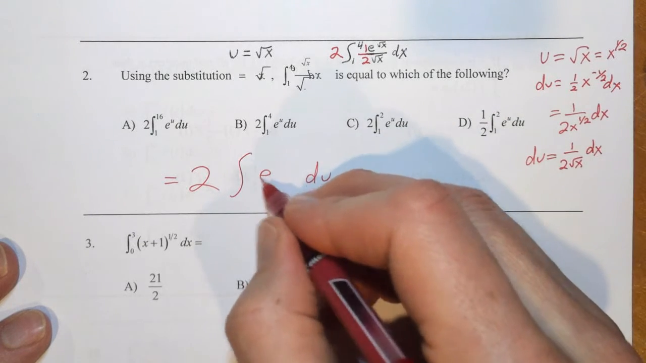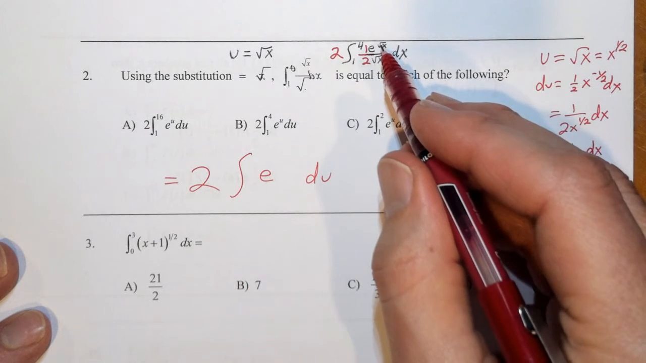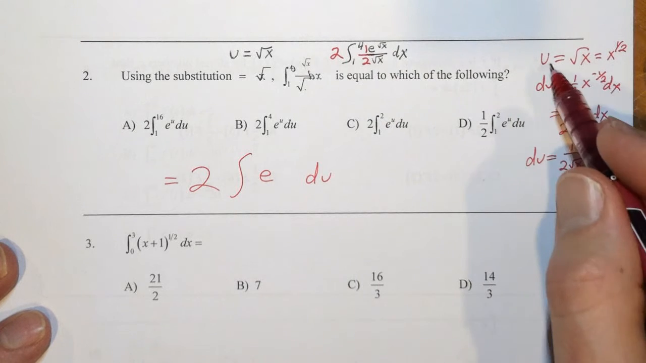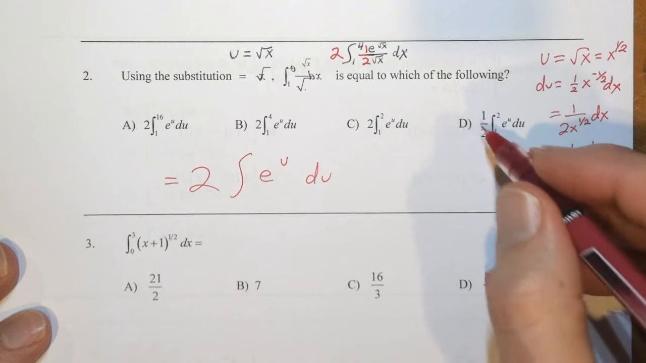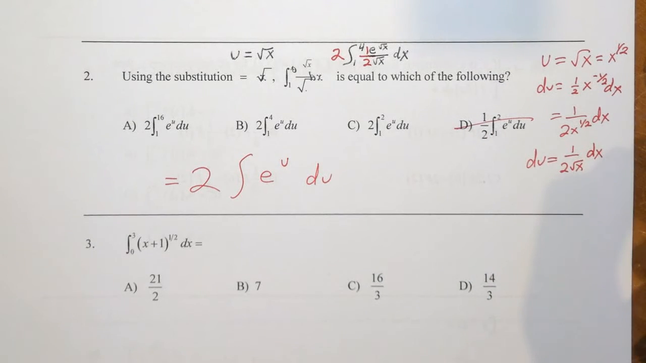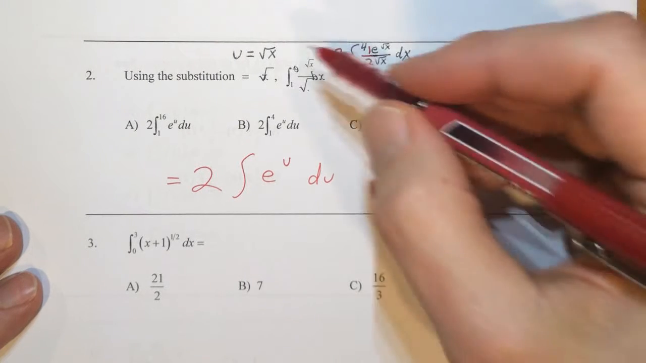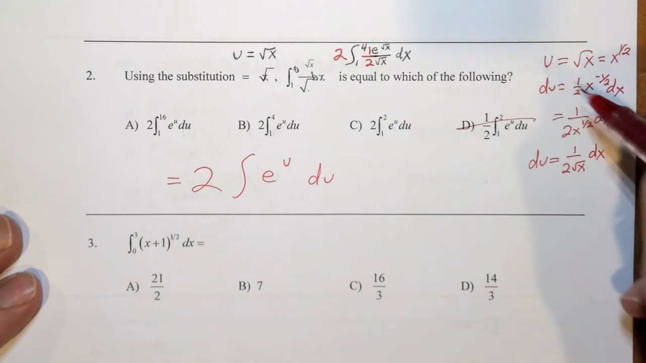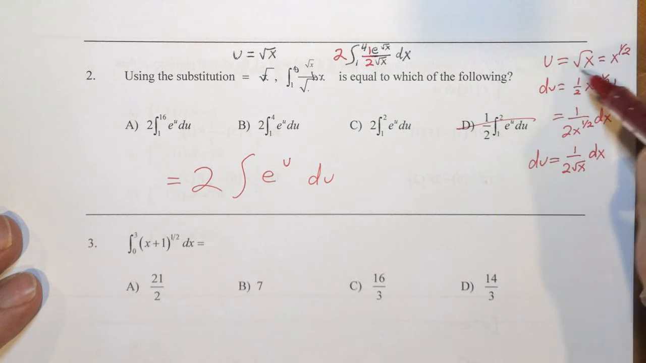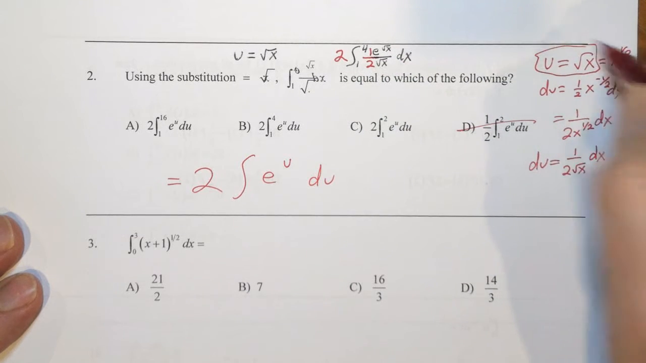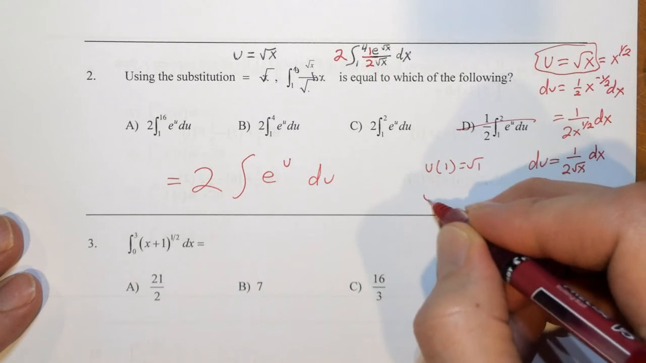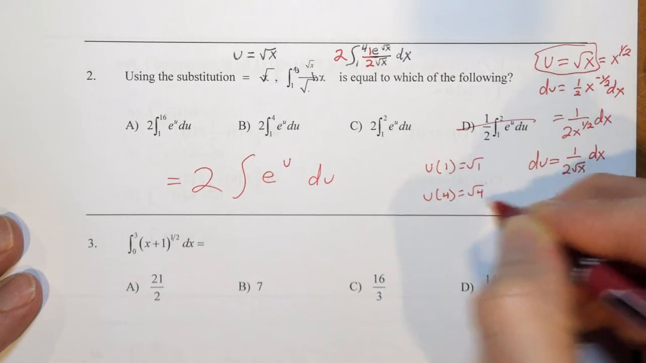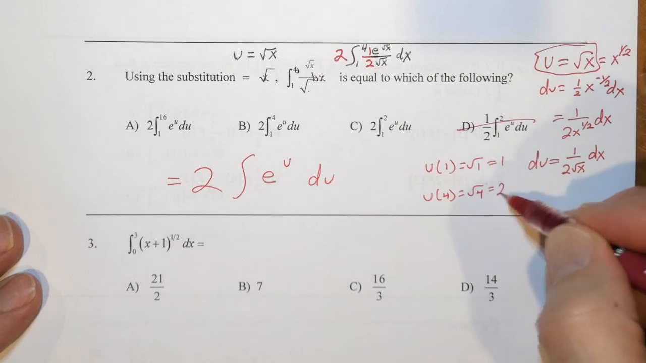We have the e. E was never touched. It was e to the square root of x, but the square root of x is u, so now we have e to the u. All right, so that eliminates D as an answer. Now the question remains, what are the bounds? And remember, we have to take the old bounds, which are 1 and 4, and we have to plug them into the u equation. All right, so u of 1 is the square root of 1, and u of 4 is the square root of 4. We know this to be 1. We know that to be 2.